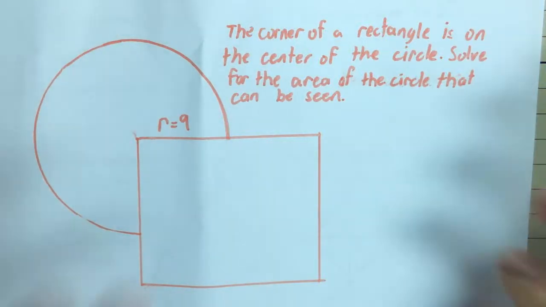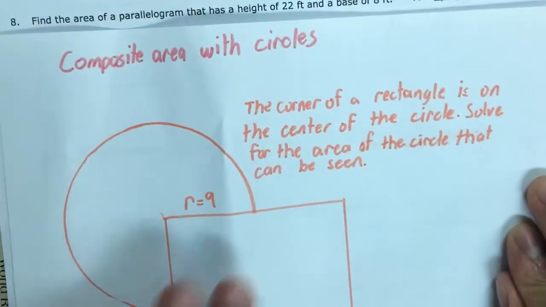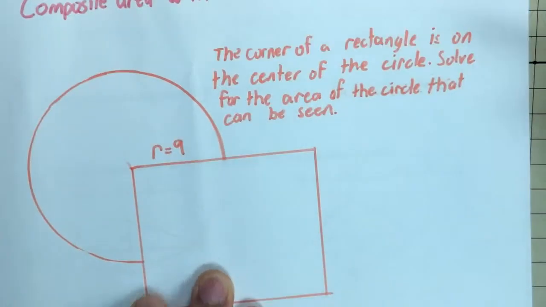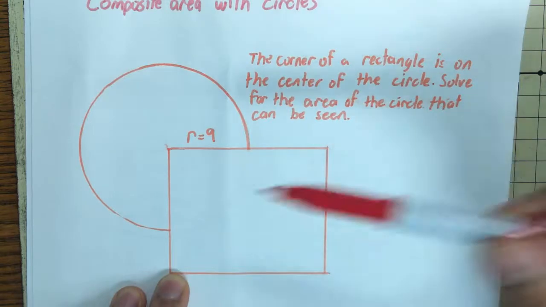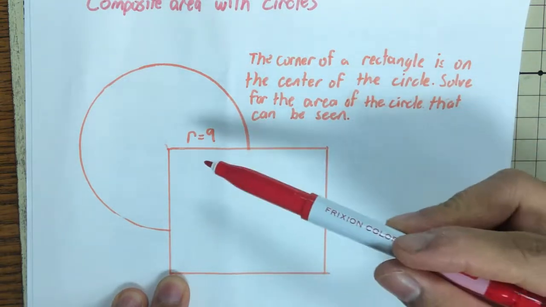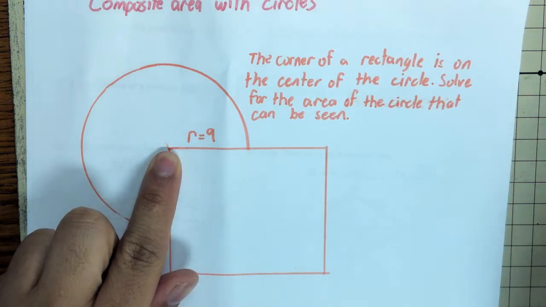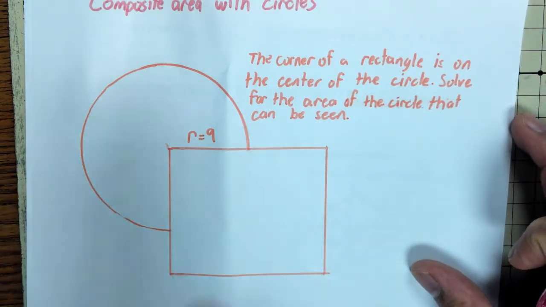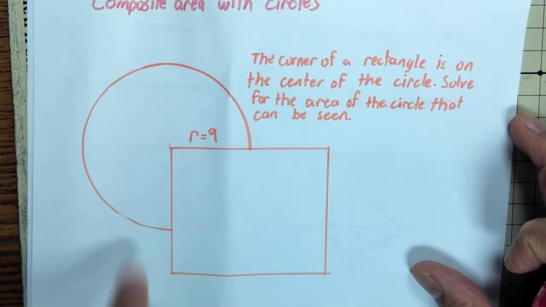In this video, I will cover composite area involving circles. So I have here two examples to explain composite area with circles. In my first problem, the corner of a rectangle, this is my rectangle, is on the center of the circle. So this corner is the center of the circle. Solve for the area of the circle that can be seen. So we have a rectangle on top of a circle, and we only see part of that circle.